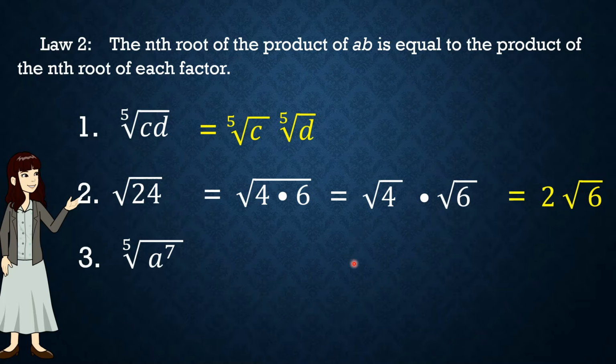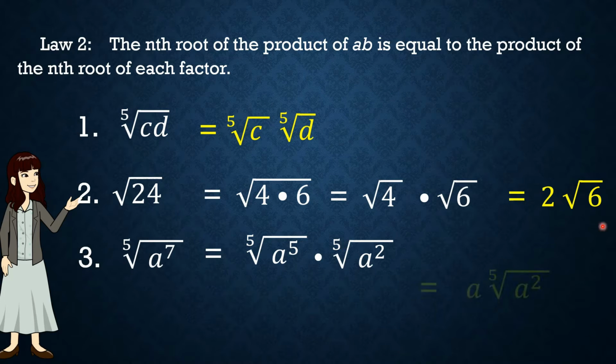How about the fifth root of a raised to 7? We need to separate it. So we have the fifth root of a raised to 5 times the fifth root of a raised to 2. Look at this: the exponent of this is 5 and the exponent of this is 2. When we add them, it becomes 7. We separate because the fifth root of a raised to 5 is a perfect nth root and it becomes a. So the answer is a times the fifth root of a squared.